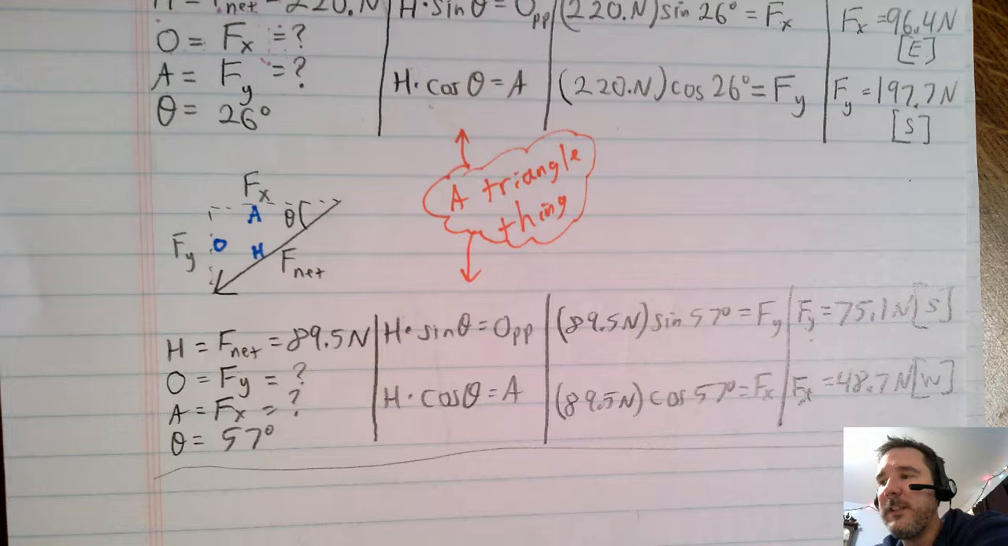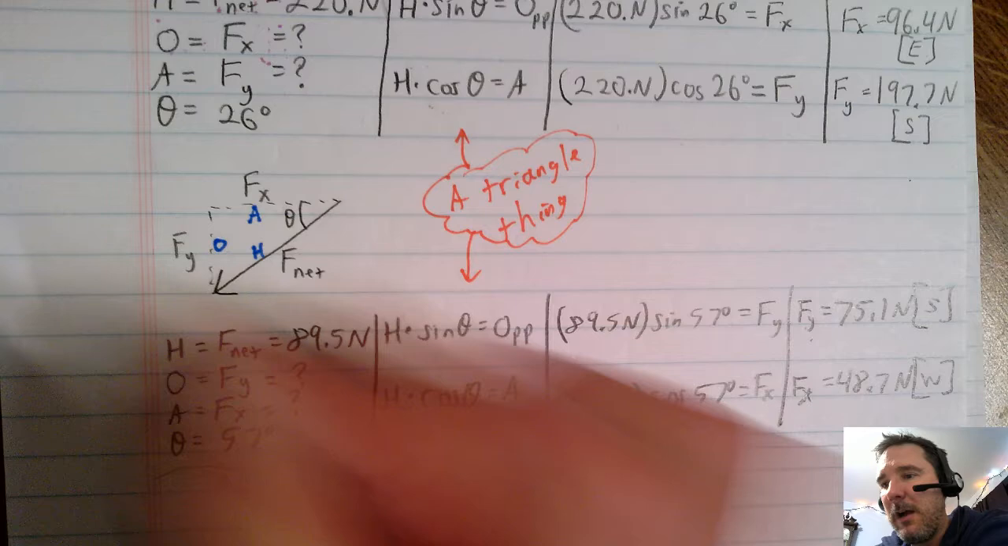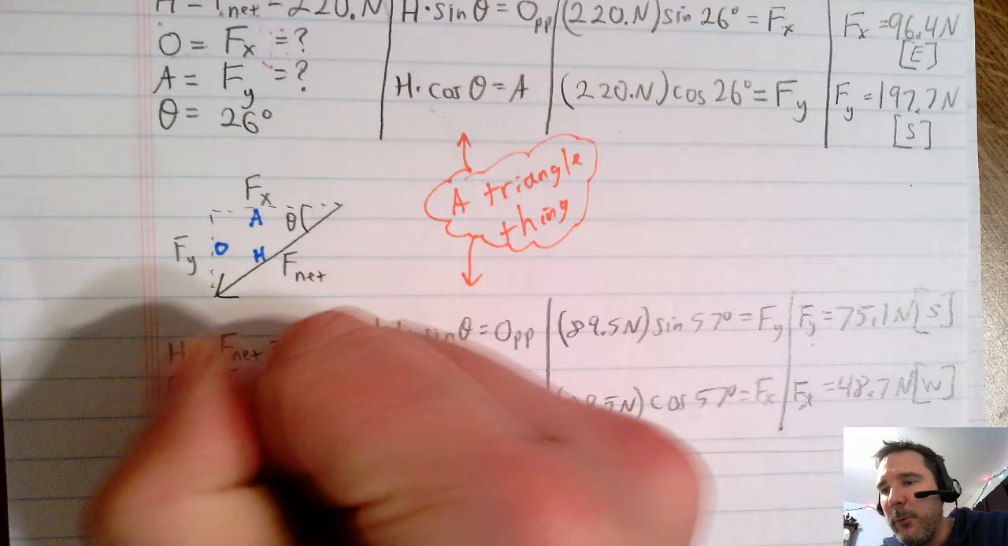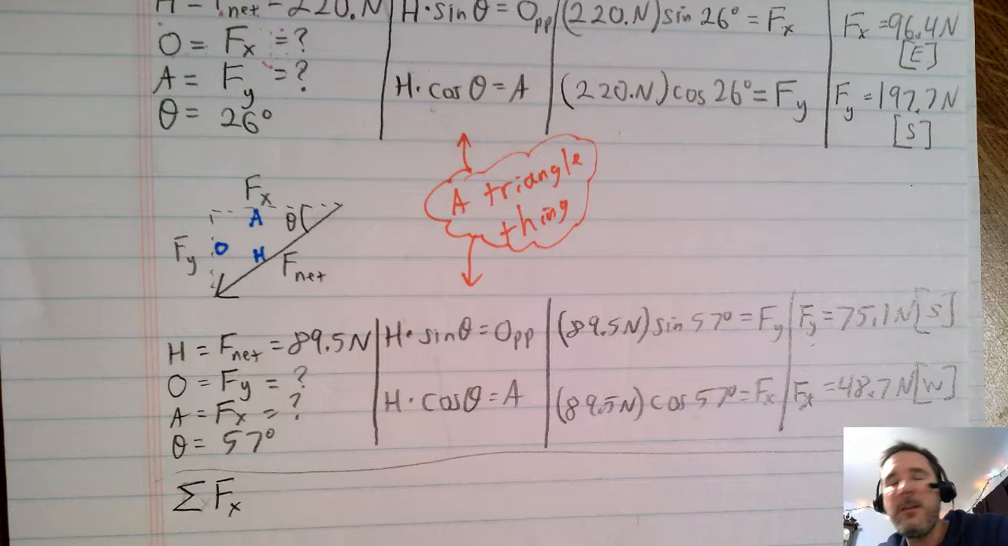So now we have to add our x's and our y's. All right. So Fx, hang on, how do I write this? Let's do this right. Remember that little symbol I showed you today? We have to sum our Fx. So that just means sum. You're not going to have to worry about that symbol.